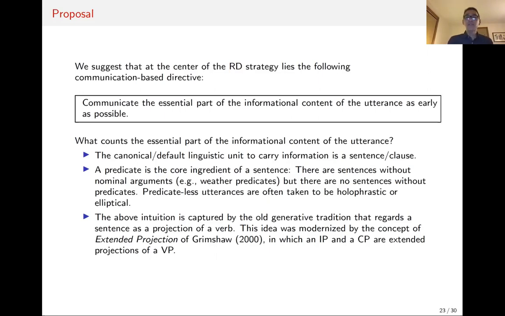And the above intuition is captured by the old generative tradition that regards a sentence as a projection of the verb. And this idea was modernized by the concept of extended projection of Jane Grimshaw, in which IP and CP are extended projections of VP. So the verb is the essential part of the information that needs to be communicated early. That's important in head final languages like Japanese and Turkish. If you try to obey this directive, you want to put the verb earlier than usual, because the usual strategy is it comes at the very end of the sentence.